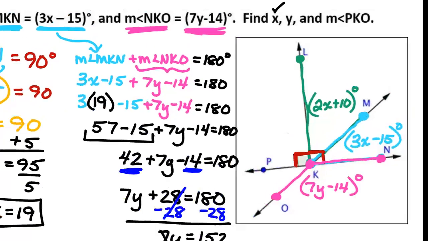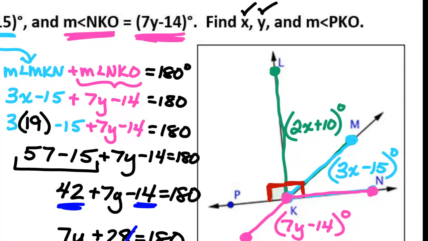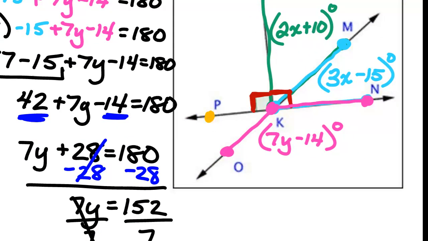All right, we found x, we found y. What else are we supposed to find? P, K, O. I need this angle right here. How am I going to find that out? MKN is the same size, right? Those are vertical angles. You could also substitute in here and say those two have to add up to 180.